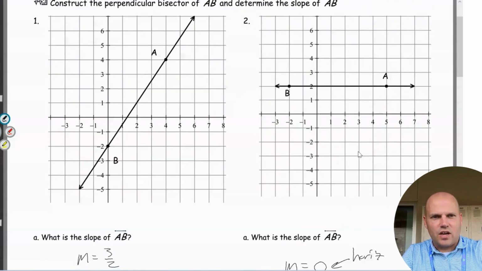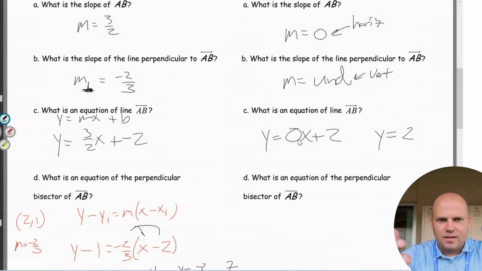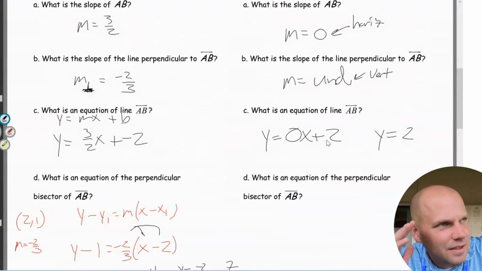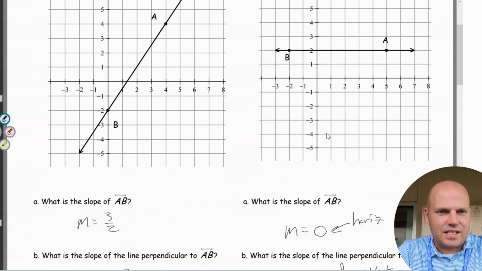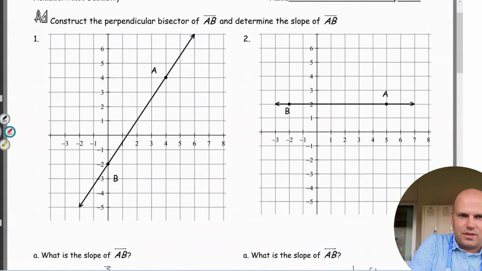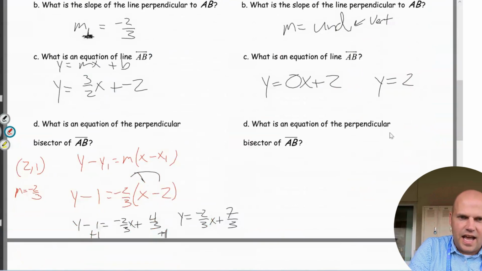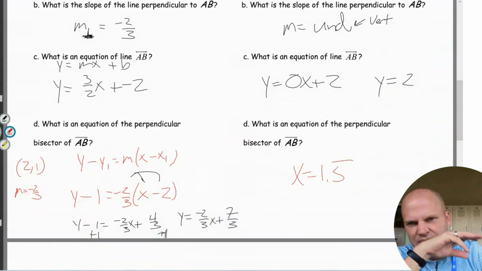What is the equation of the other one? Well, you have an undefined slope. The easiest way for me to say this is that no matter what happens, my x values at all of these points are always 1.5. Here, this point, 1.5, 5, 1.5, 4, 1.5, 3. It is an x equals line. Okay.